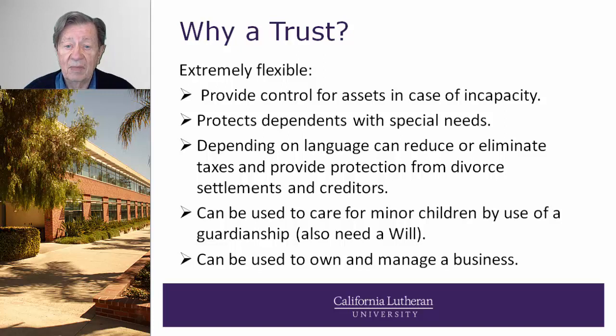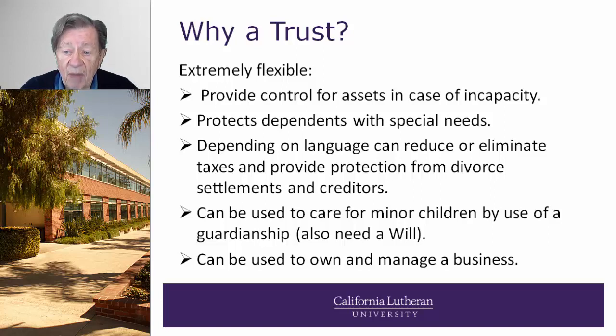Why a trust? First of all, it provides for control of assets in case of incapacity, such as for older people or, let's face it, children under the age of majority. You cannot give an asset to a 5-year-old or to a person who is senile. The trust is the perfect place to give the asset. It protects dependents with special needs. I can set up a trust for a crippled child. Depending on the language, we can really reduce or eliminate taxes and provide protection from divorce settlements and creditors. This would be primarily with the irrevocable trust.